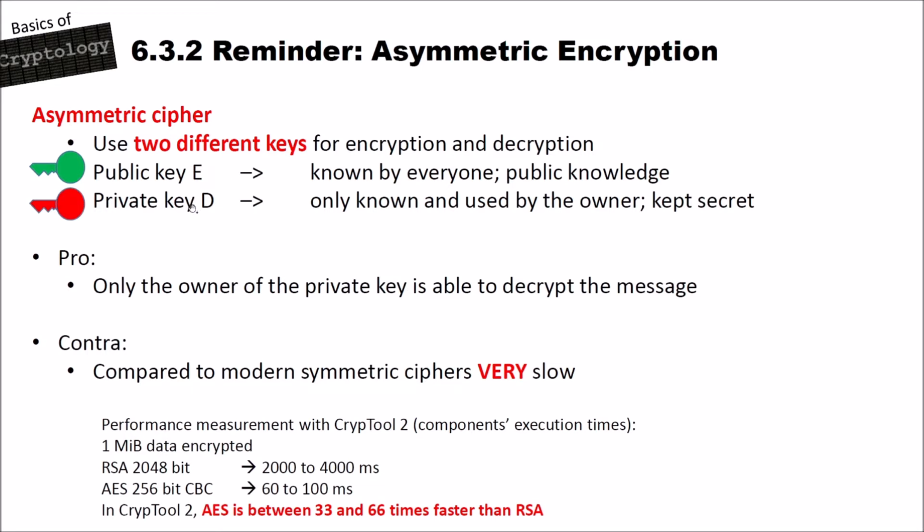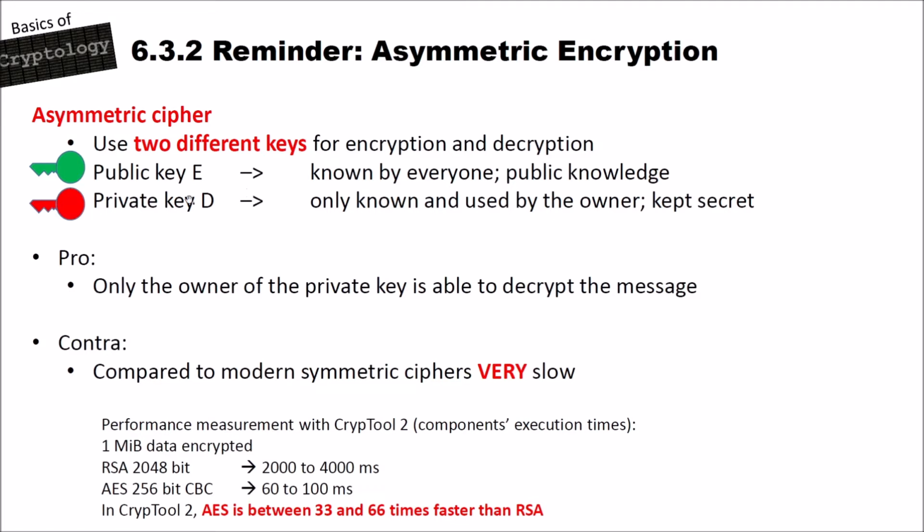Only I have my private key. So when you encrypt messages for me, I'm the only one able to decrypt that message. The private key D is only known and used by the owner. And this key, of course, has to be kept secret, and only the owner of the key should know that key.